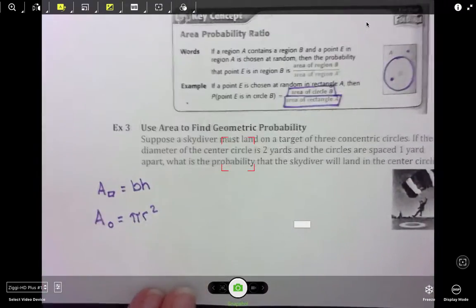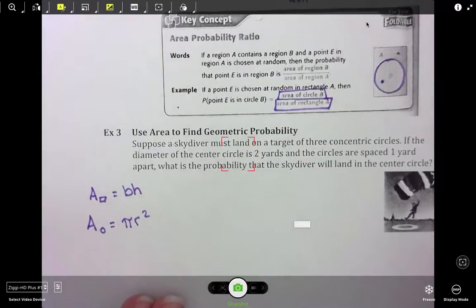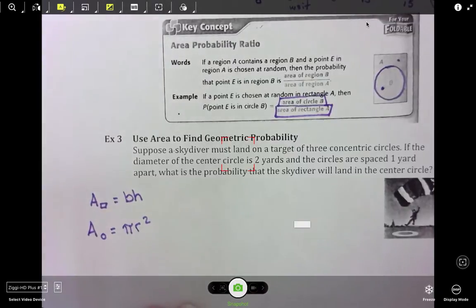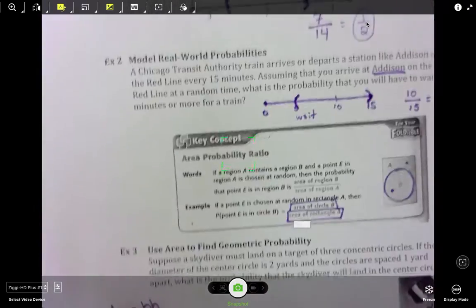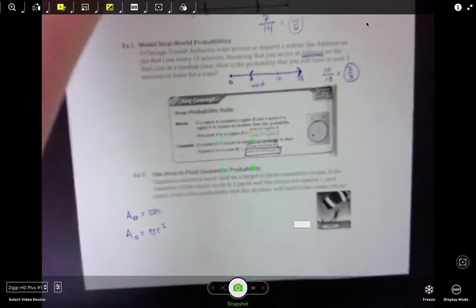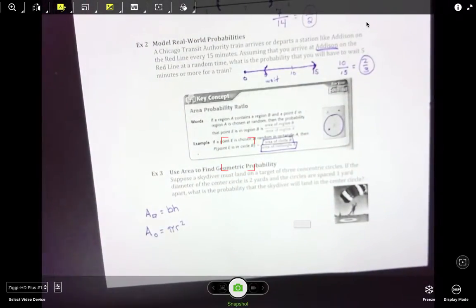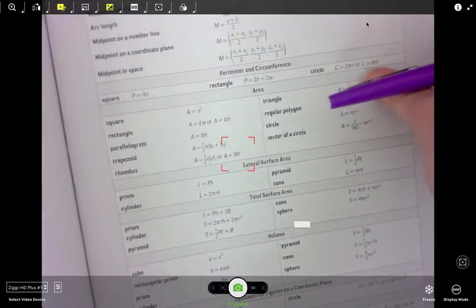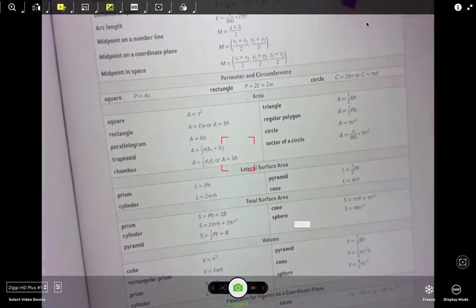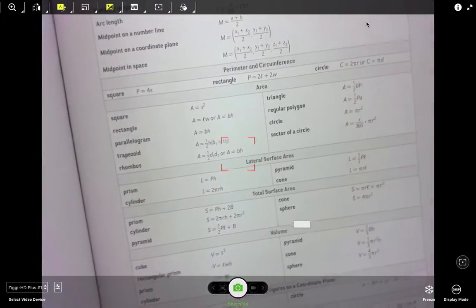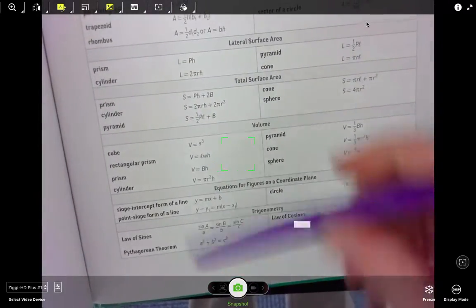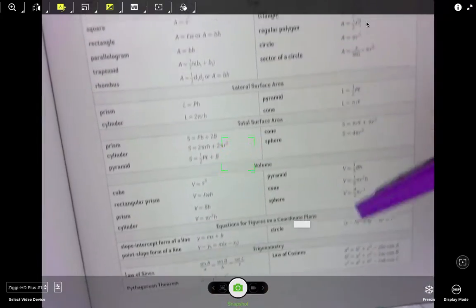If your homework assignment gives you the area of, let's say, a triangle or a trapezoid, or something that you don't know the area of, what I'm going to tell you to do is look in your fancy book, at the very last page. It's kind of a thicker material. This is hard for me to show you on this overhead. Way down at the bottom, it has all the areas and surface areas of prisms and all that good stuff.